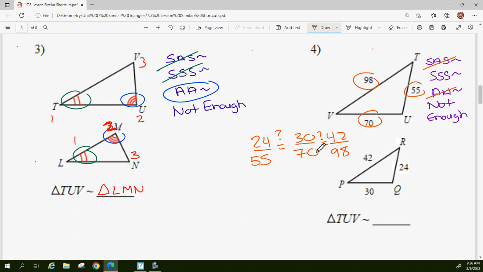24 divided by 55, 30 divided by 70, and 42 divided by 98. And you can see that two of the fractions simplify to be equal to each other, but this fraction, even though it's close, it is not the same. And so we do not have three equal fractions. We do not have three pairs of sides that are proportional. So even though visually these two triangles look like they're similar, they are not. We do not have the information to say they are.